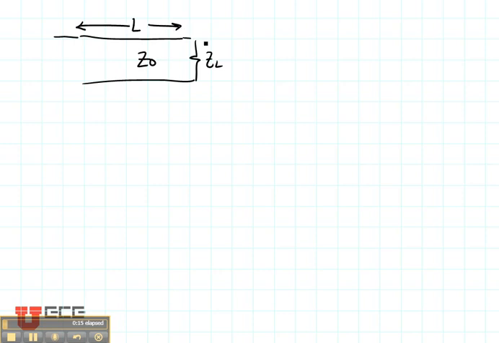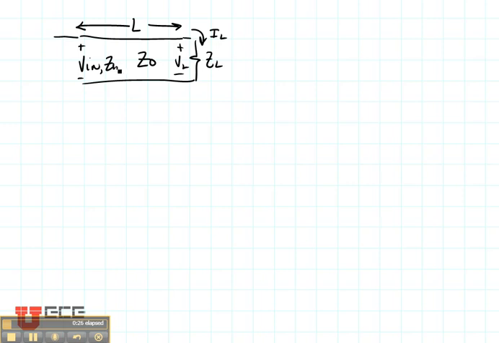Now let's go back and actually consider what the input impedance is going to be. Here's our transmission line connected onto our load, ZL. It has a characteristic impedance of Z0, and it is L meters long. Right here is the load voltage, and this is the load current. Right here is the input voltage.